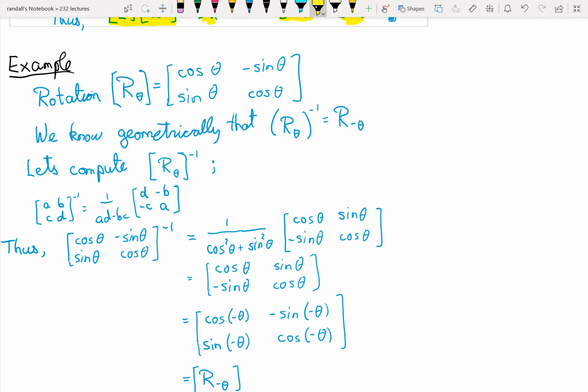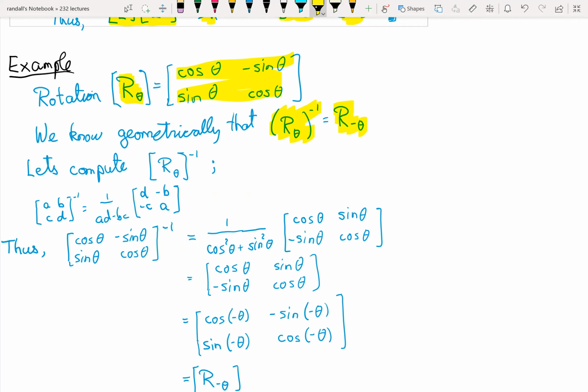I'll take a rotation, R theta, that's a linear transformation, it's rotation by theta, and its standard matrix is this, as we know. Now, we know geometrically that the inverse of this transformation is just rotation backwards. So if I compose those two, I get the identity transformation, which means I don't do anything. I first rotate by theta, and then I rotate by minus theta. So the net result is nothing, which is the identity transformation. So the inverse linear transformation to R theta is simply R minus theta, rotation by minus theta.